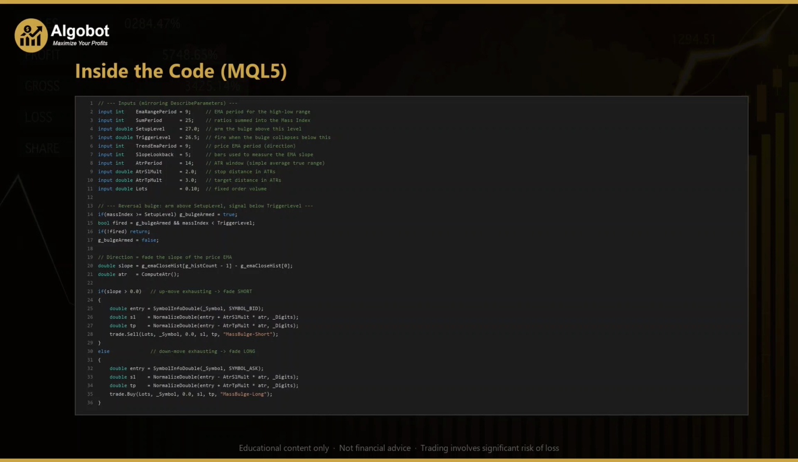In the middle, you can see the reversal bulge logic. The first line arms the setup whenever the Mass Index reaches the setup level. The next line checks whether the strategy is armed and the index has now dropped below the trigger level.